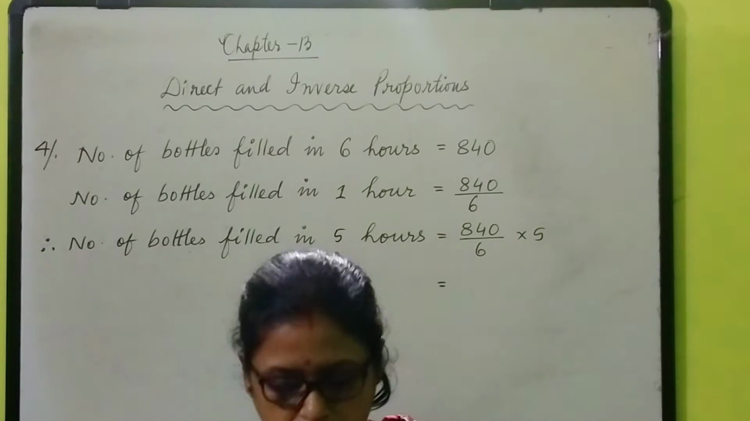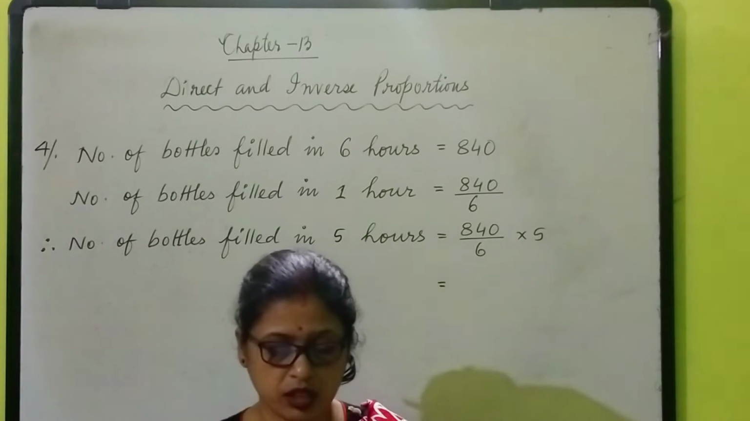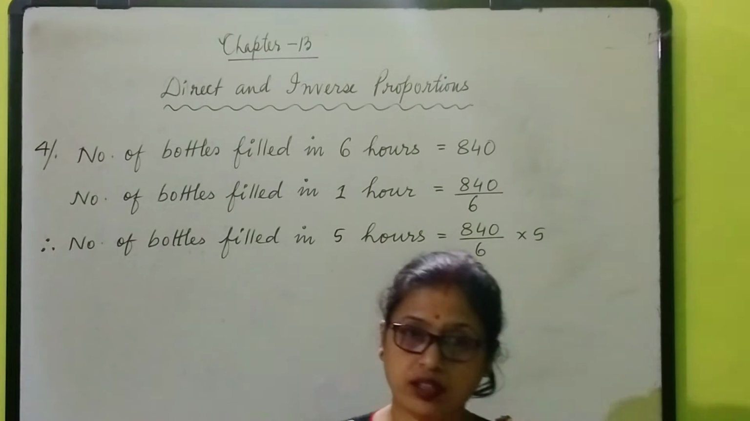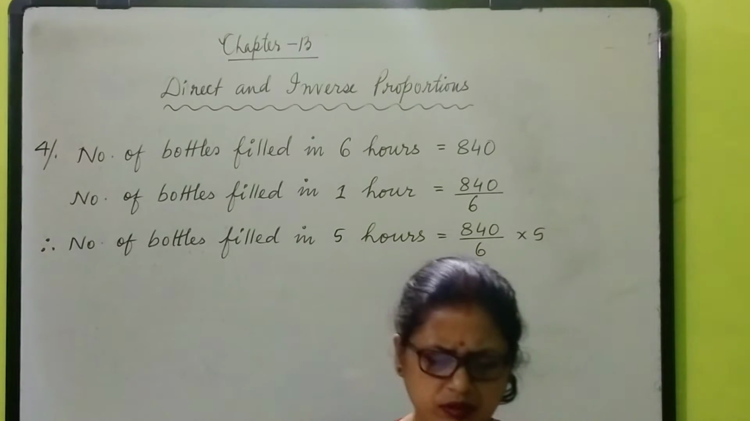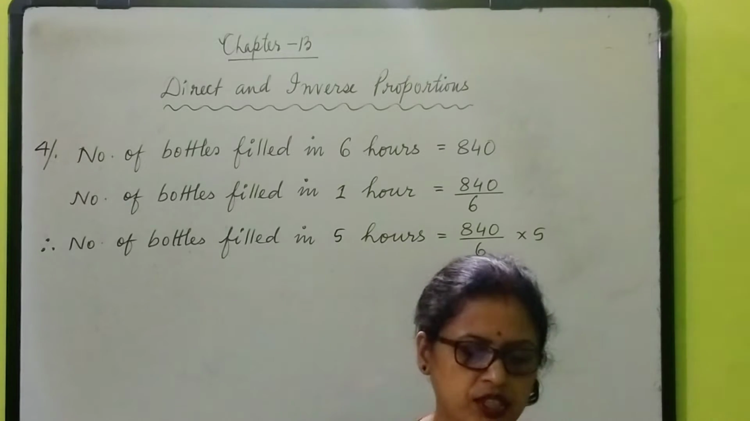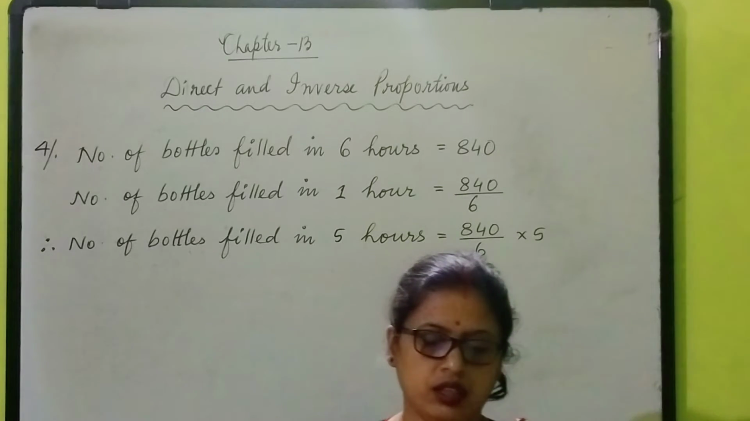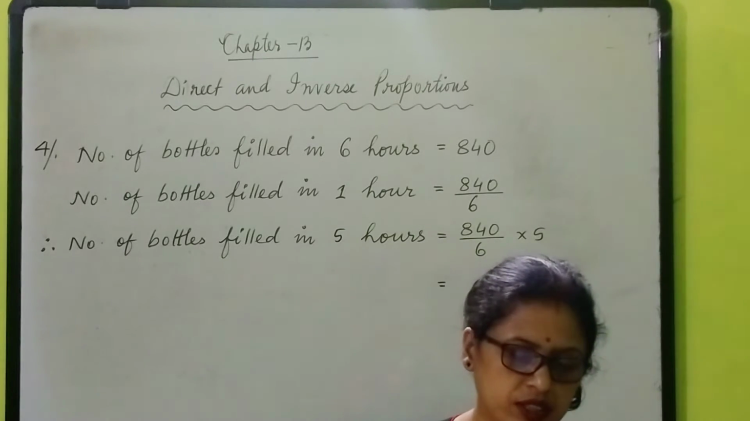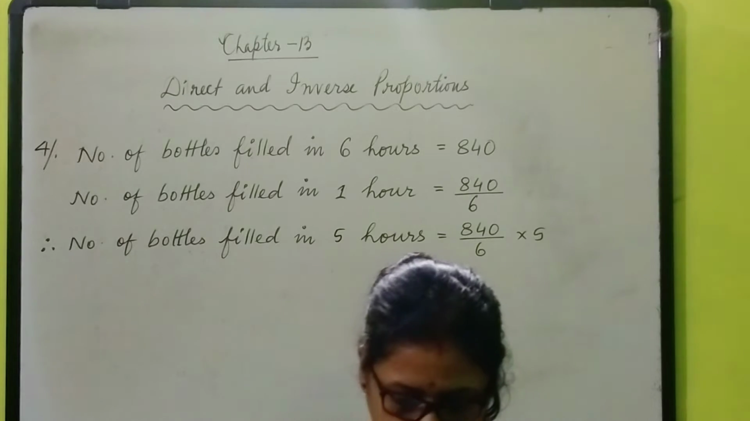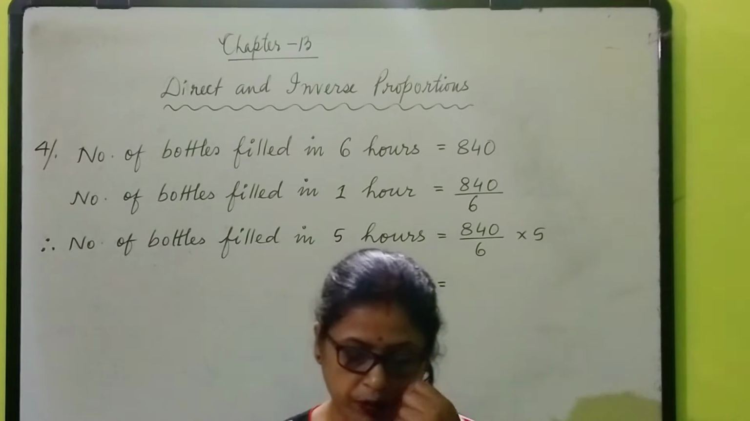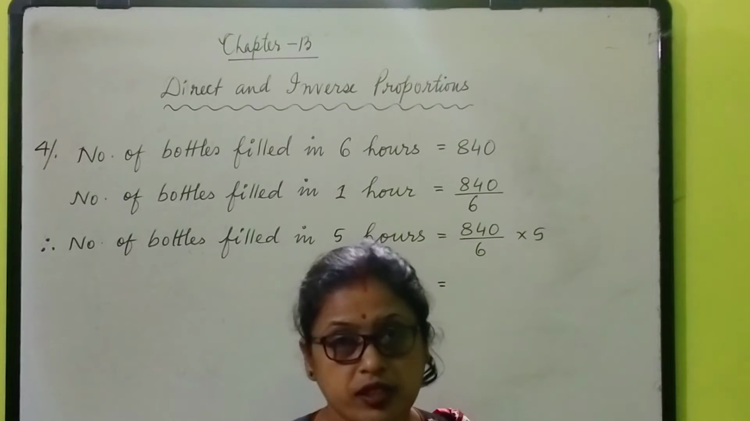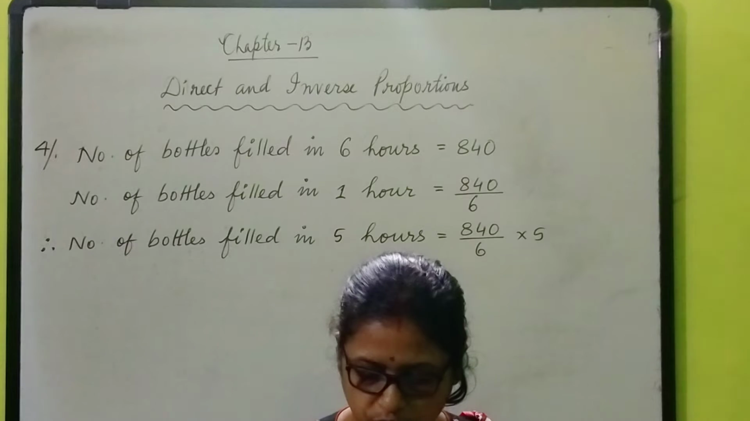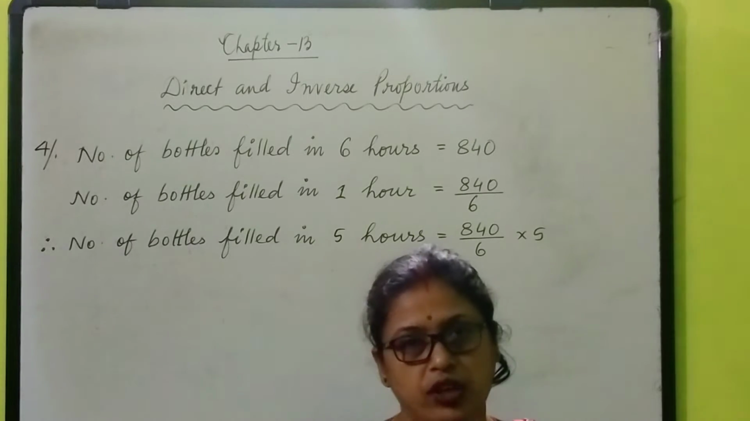With this concept, let us start our exercise. Exercise 13.1. Questions 1, 2 and 3 are omitted, my dear students. Now see question number 4. A machine in a soft drink factory fills 840 bottles in 6 hours. How many bottles will be filled in 5 hours? So the question is, a machine fills 840 bottles in 6 hours. You have to find how many bottles it will fill in 5 hours.